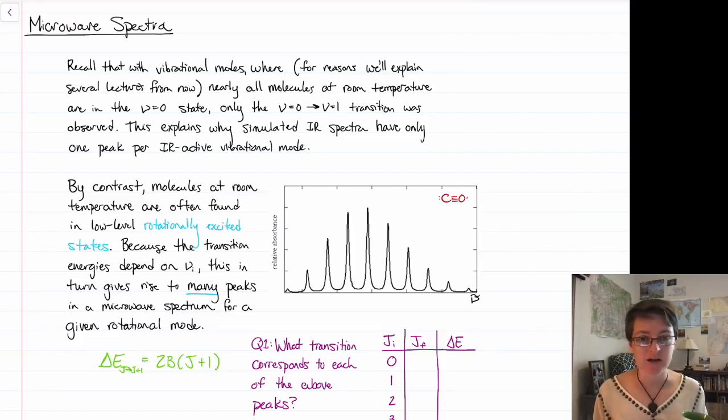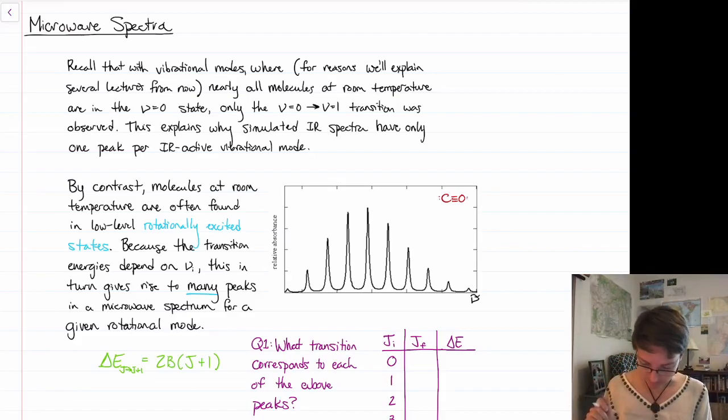By contrast, molecules at room temperature are often found in low-level rotationally excited states. And so I'm not surprised when I see a transition from the J equals 9 to the J equals 10 level, because it's low enough that a molecule can exist in a rotationally excited state. Again, we're going to have to wait until a couple lectures from now to really understand why vibrationally we're always in the ground state at room temperature, but rotationally it's easy to be in some of these low-level excited states.